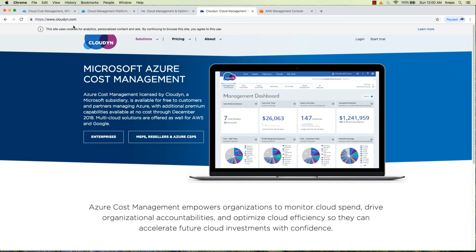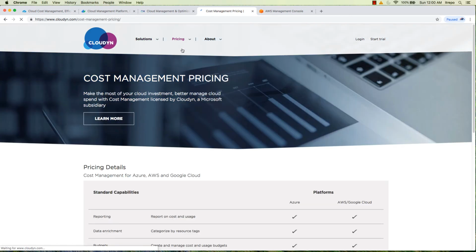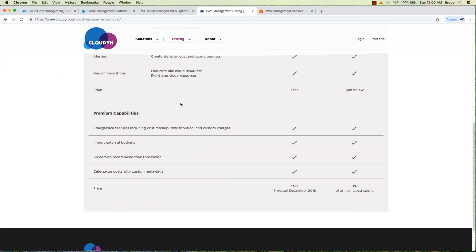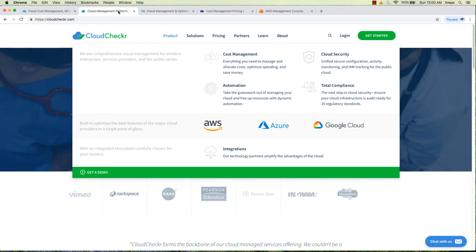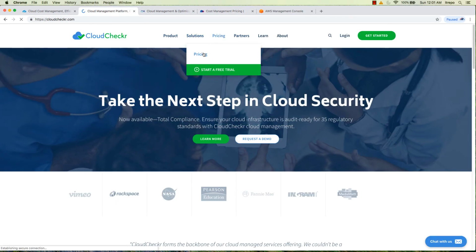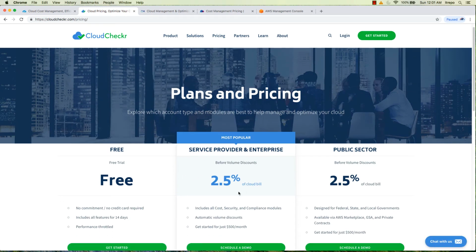And for your case, probably you have to take a look at your company's use case, and pricing maybe could be important, because these companies are going to charge you based on a percentage of your cloud bill. Let's say you're working in AWS, they're asking for a number like 5%, 10%, 20% of your cloud billing. So if I scroll down here, for example, here it asks for 1% of your bill. Or other platforms, let's say this one, CloudCheckr, is asking for 2.5% of your cloud bill.